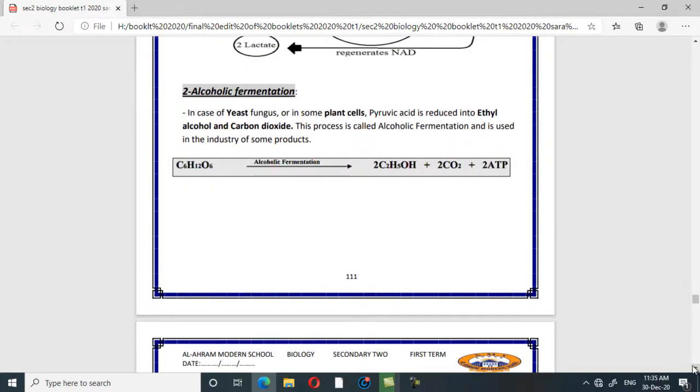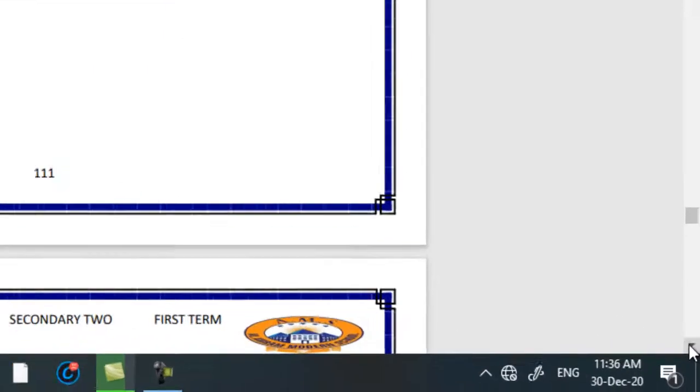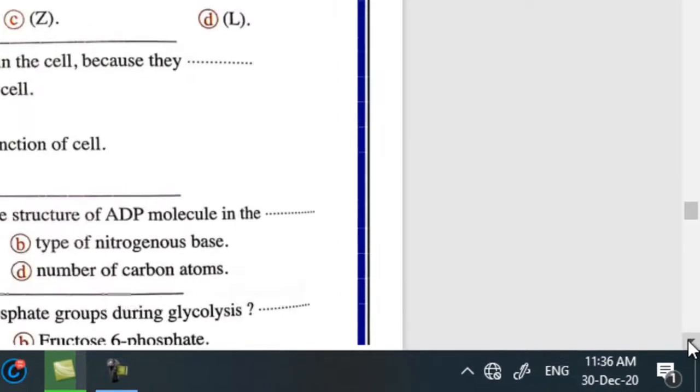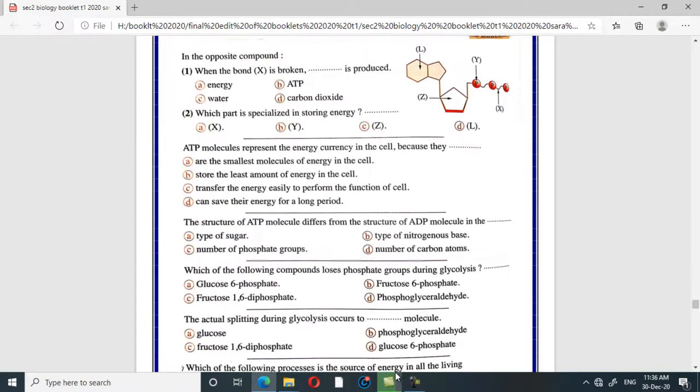And if the type of the cell is yeast and has no oxygen to complete the Krebs cycle, this yeast will enter another fermentation called alcoholic fermentation, producing also 2 ATP molecules, 2 carbon dioxide molecules and ethyl alcohol. It's called alcoholic fermentation. Till now we have finished this lesson.